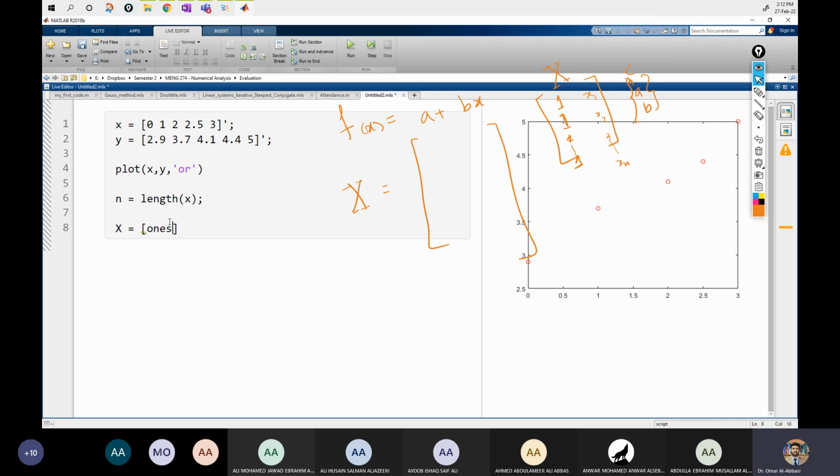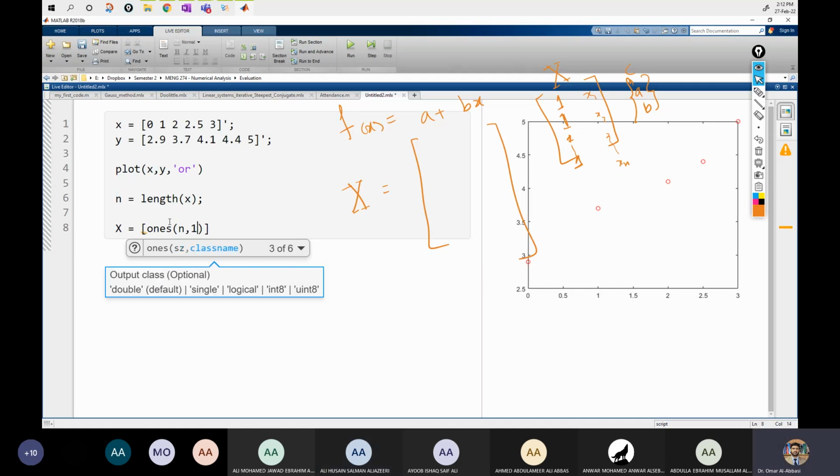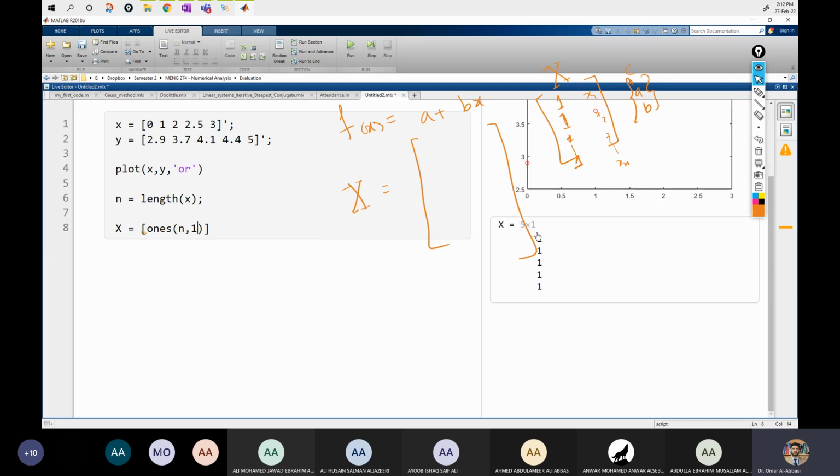We can create it with the ones command in MATLAB. How many rows do we have? N. How many columns do we have for the ones? 1. Okay. So if you run that code, you will see that this is X capital, it has one column of 1, 1, 1. What about the second column, which should be attached over there? It has the values x1, x2, x3, x4.